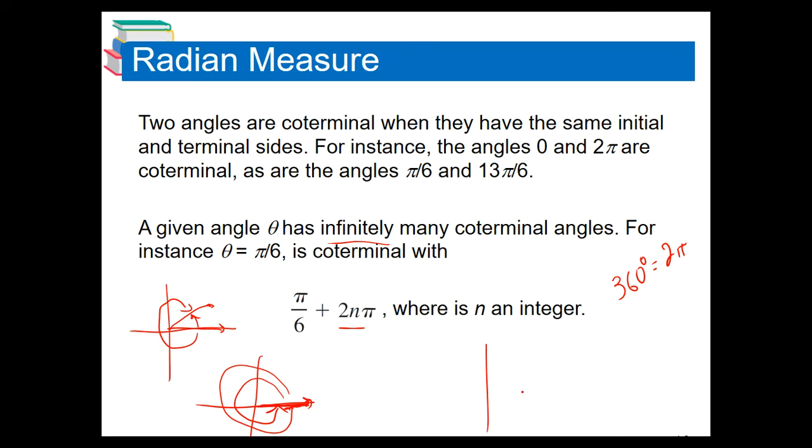Now, what they're saying is pi over 6, which is, this is pi over 2, pi over 6 is going to be somewhere right over here. To find coterminal angles, I've got that angle. I could go all the way around. I could keep adding 2 pi to pi over 6. Also, if I wanted to go the other direction, instead of adding 2 pi, I could subtract 2 pi to find an angle that is coterminal with pi over 6.